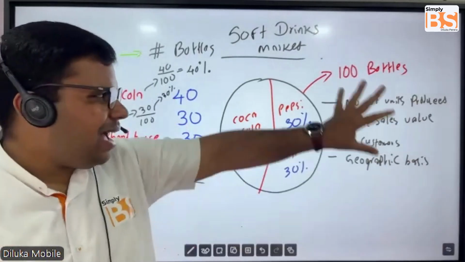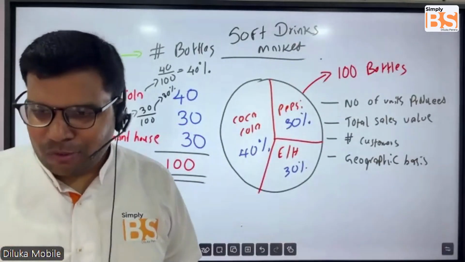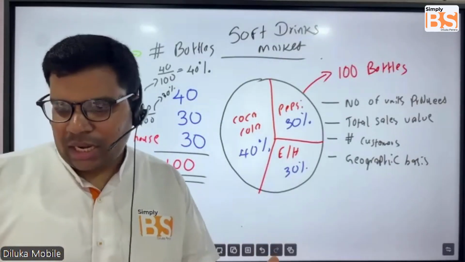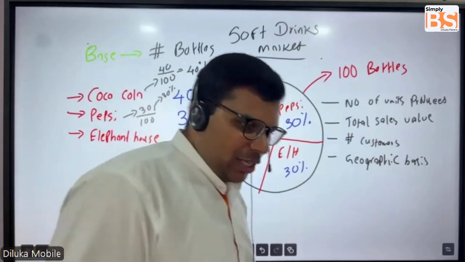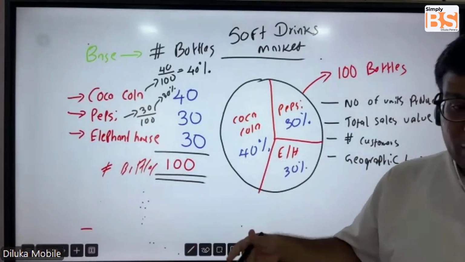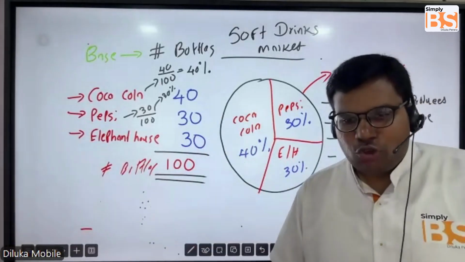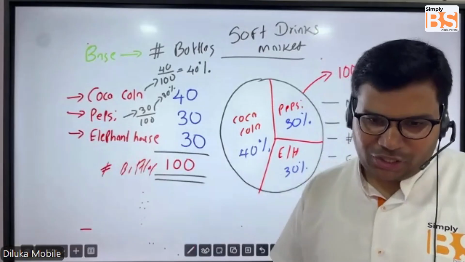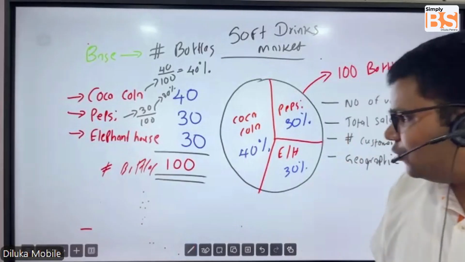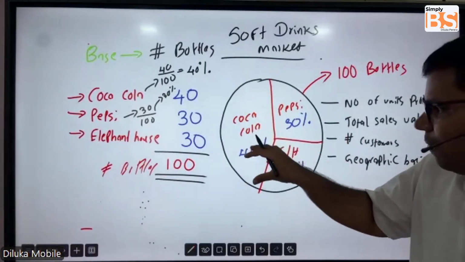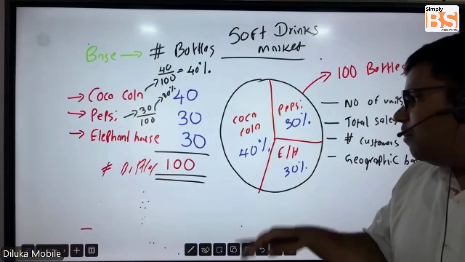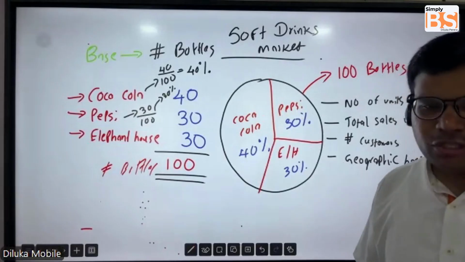So students, we have different bases that we can use in order to emphasize the market share. But our discussion is actually, now we know what is market share. Our discussion is, the main aim of a business is to what? Increase market share. Why? Because now Coca-Cola is accommodating 40% of the market. Pepsi 30, Elephant House 30.